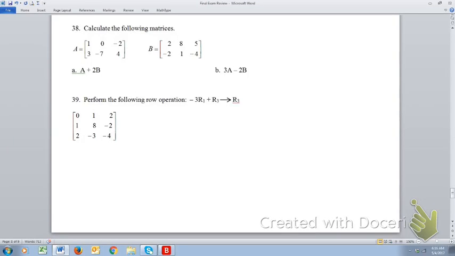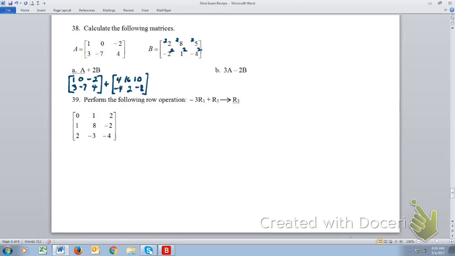Alright, this will be the last video for this review on problem number 38. Let's see, we've got to find a plus 2b, so let's go ahead and write down a. And for b, we're going to want to double each of these values. So we're going to get 4, 2 times 2, 2 times 8 is 16, 2 times 5 is 10, 2 times negative 2 is negative 4, and we'll get 2 and negative 8.